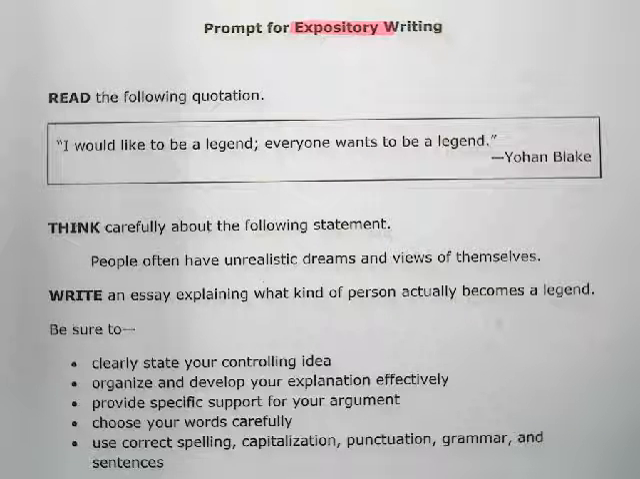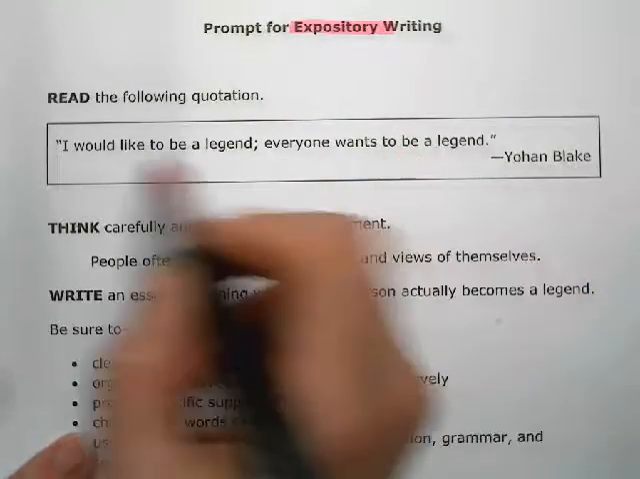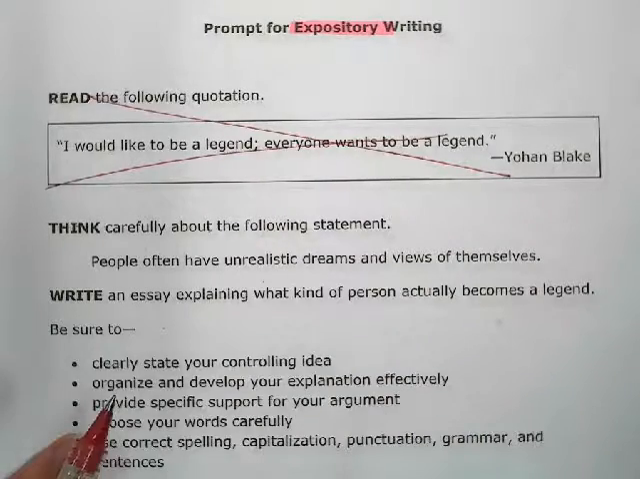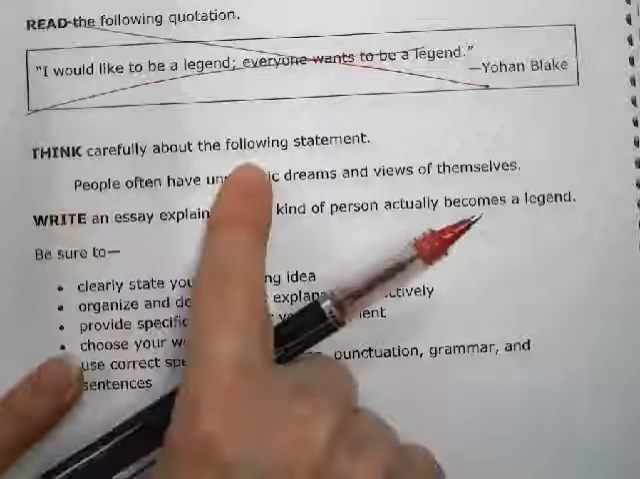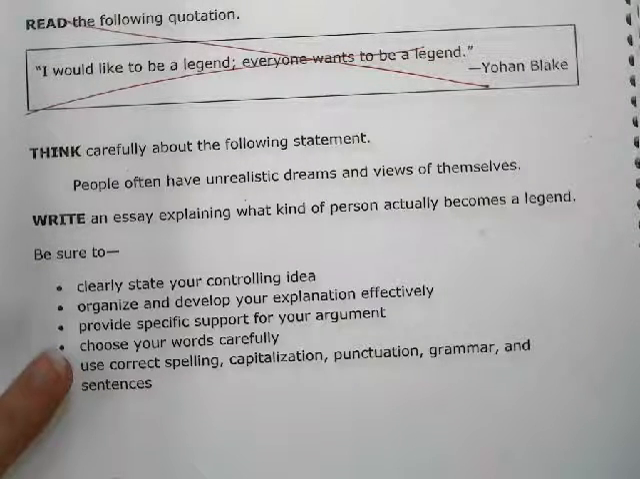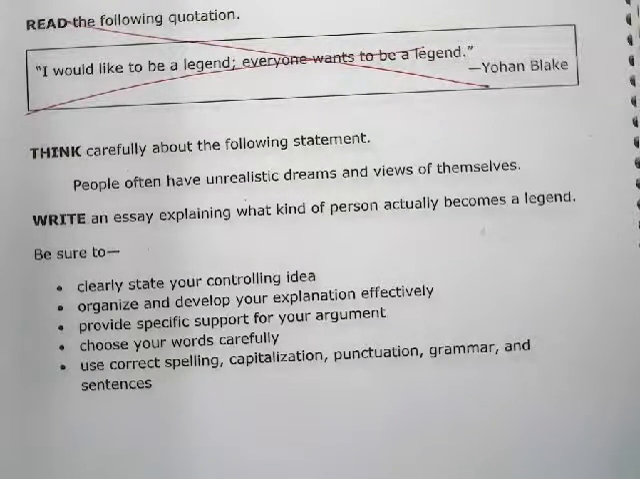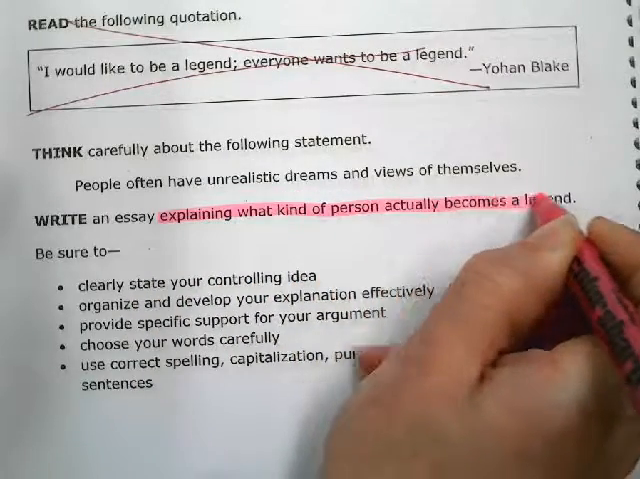The first thing that you need to do is you don't really need to even consider what's in this box unless you can't think of anything. So you don't even need to read that quote. The next thing you need to do is read this. Think carefully about the following statement. People often have unrealistic dreams and views of themselves. Okay? So just think about that for a minute. Now the actual prompt, what they're actually asking you to write about, is explaining what kind of person actually becomes a legend.